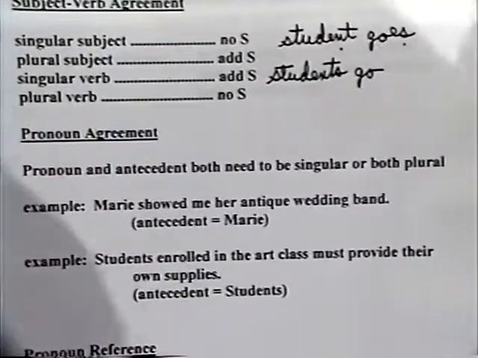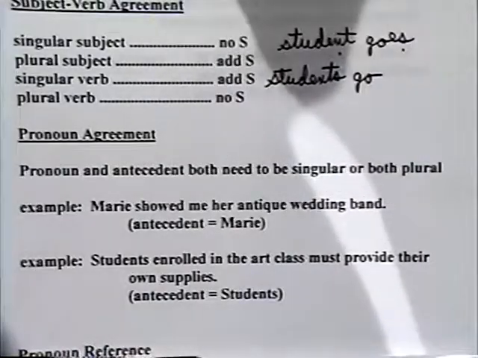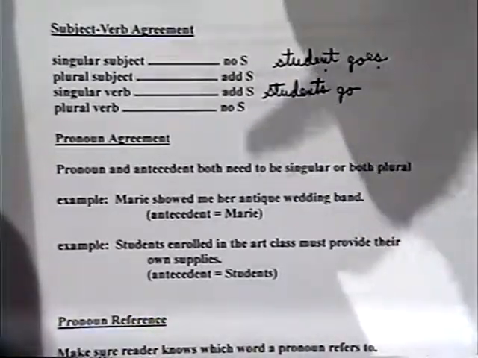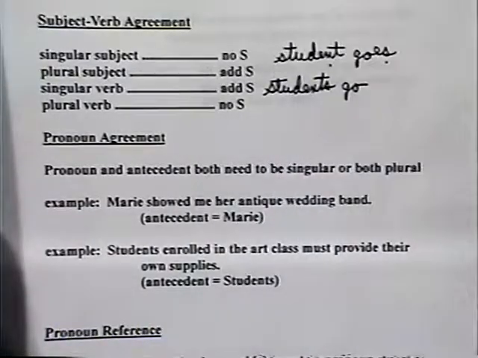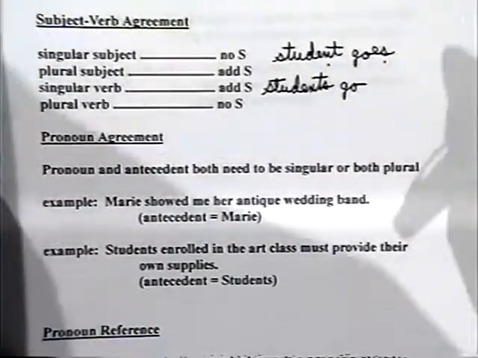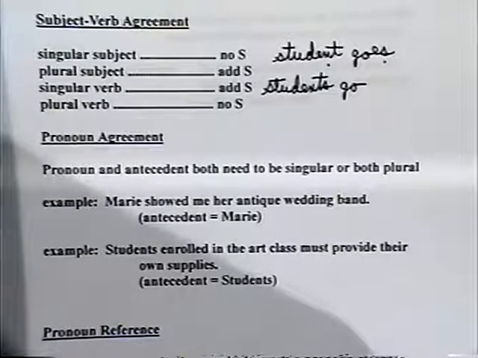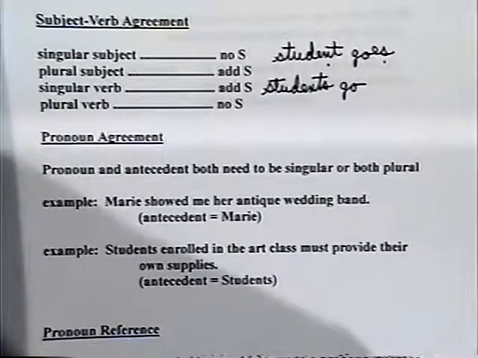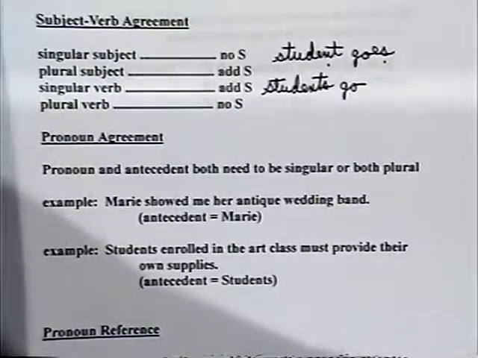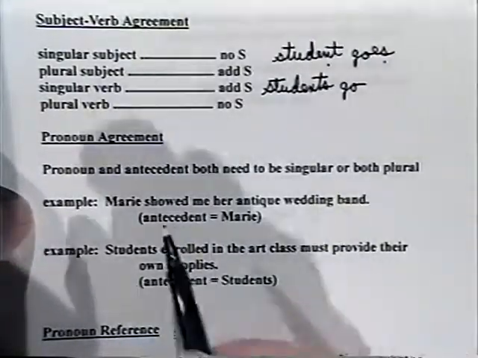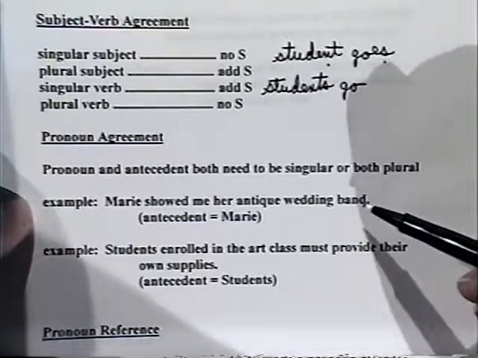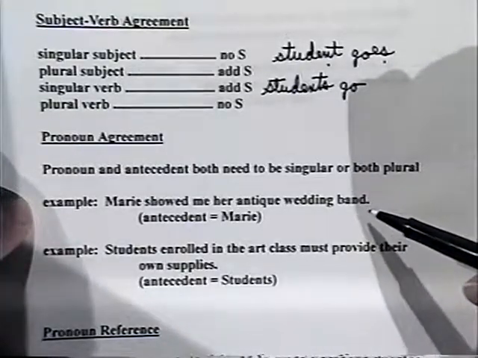Pronoun agreement. Again, we said pronouns, he, she, we, they, and so forth. Just want to make sure, hopefully you can see this. That's fine. Pronoun and antecedent both need to be singular or both plural. Now, the antecedent is the word that the pronoun refers back to. In an example sentence, Marie showed me her antique wedding band.